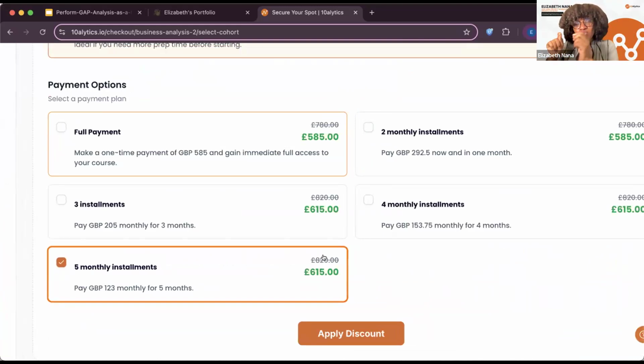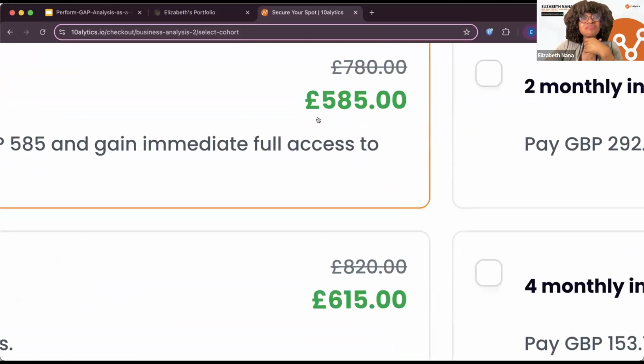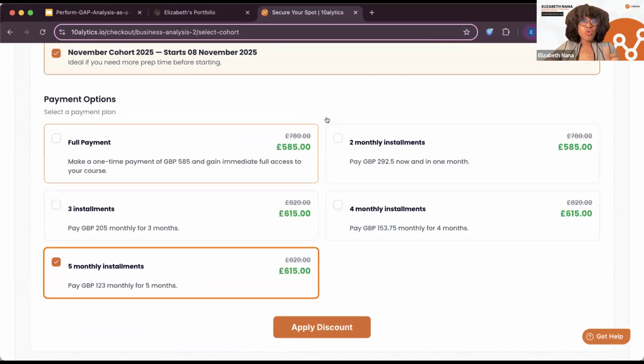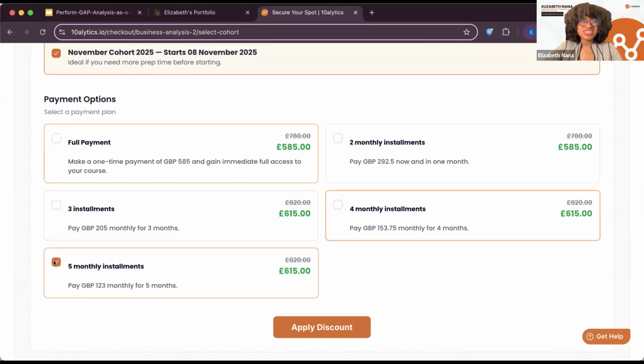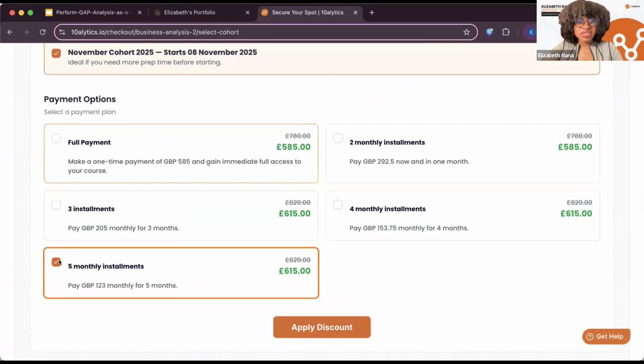Now, for people who are paying once or twice, all right, we have an extra discount for you. So instead of 615 pounds, you get to pay 585 pounds. If you want to pay all at once, or you want to pay 2 times, okay, you pay 585 pounds. So that's about 700 US dollars. So you get to save 300 US dollars. But if you want to pay 3 times, 4 times, or 5 times, just select that, and then you'll be paying 615 pounds.